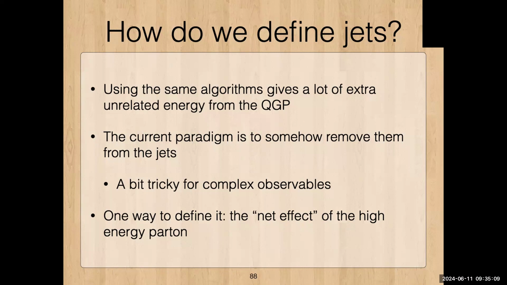And this becomes a little bit tricky. When we go to jet substructure, it gets a bit tricky to define things, but we can do it. One way I like to define it is that a jet is the net effect of a high energy particle. That's one good definition, I think. What this means is that suppose we have some quark-gluon plasma, and then we have the same quark-gluon plasma plus a high energy particle, and then it evolves. Whatever the difference between these two scenarios is, that is the jet.